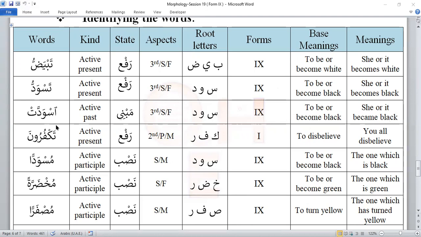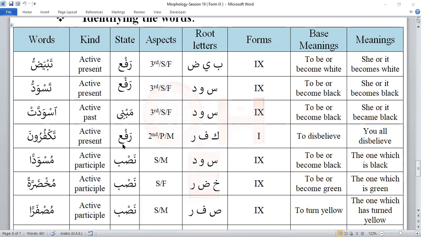Okay. Next word, takfuruna. Okay. This obviously does not look like form 9, right? It looks like a simple verb. So this is form 1. So this is active present tense because the prefix has fatha. Remember, form 1 can have active and passive. So when we have prefix fatha, that tells us this is active. So this is active present tense.